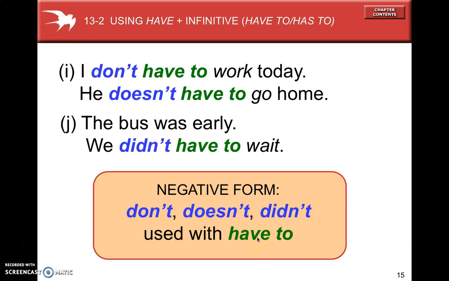You can use the full words if you like. You can say, I do not have to work today, or he does not have to go home, or we did not have to wait. That's okay. But it's also okay to use the short form, the contraction. Didn't, doesn't, don't.